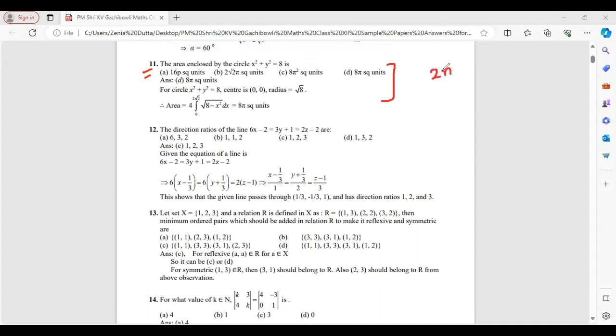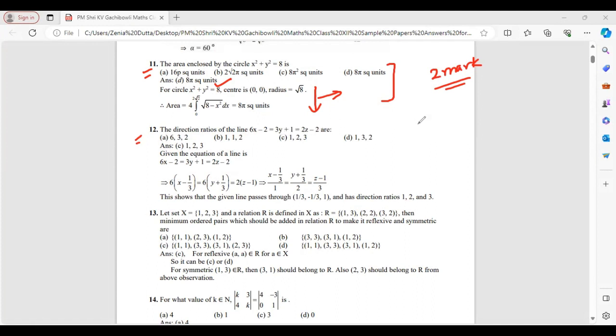If it is a 2-mark question, then you will have to do the method. Otherwise, for this, you can directly claim it as 8 pi square units for MCQ because there you are not showing the steps.